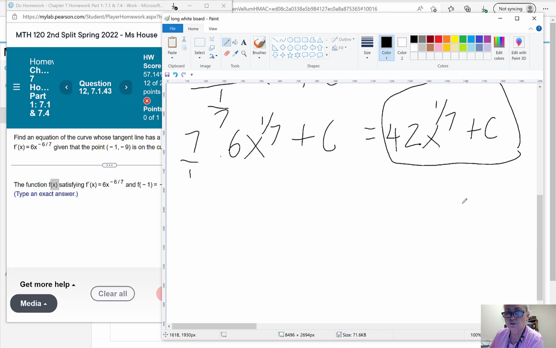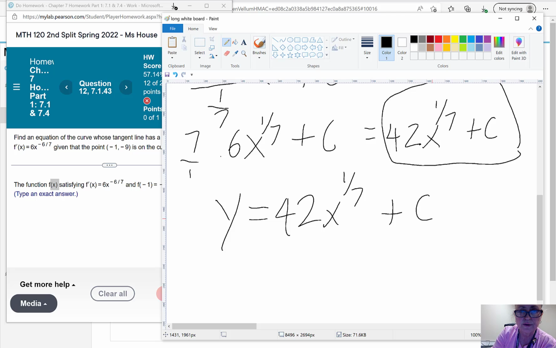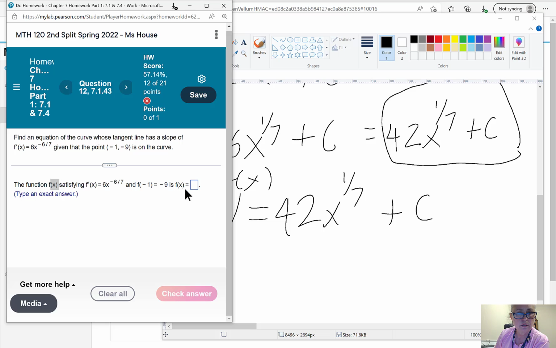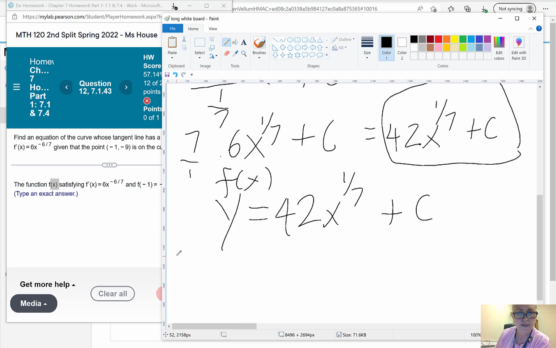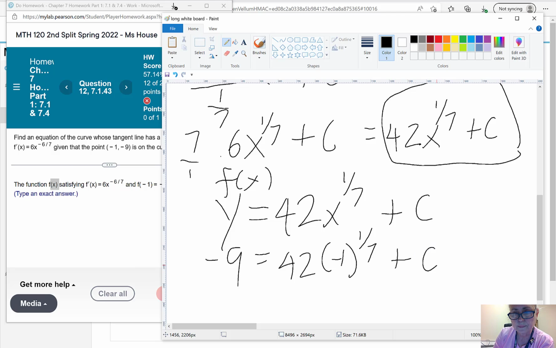So this is the integral with the constant unknown, but we know more information about this function. We know that for this function, so if we say this is y, or f of x is 42x to the 1/7 plus c, and remember f of x and y are the same thing, we can plug in our y, which is -9. It's 42 times -1 to the 1/7 power plus c.